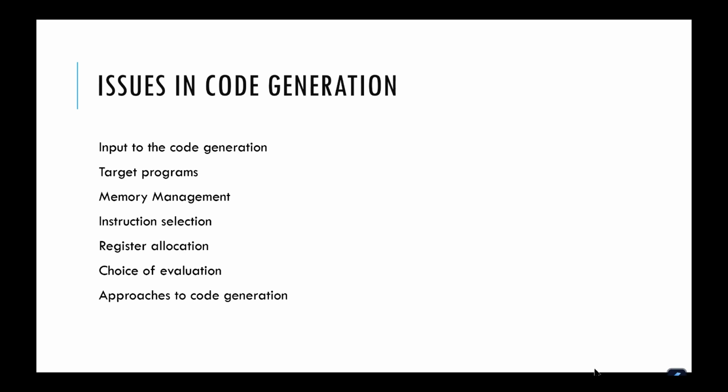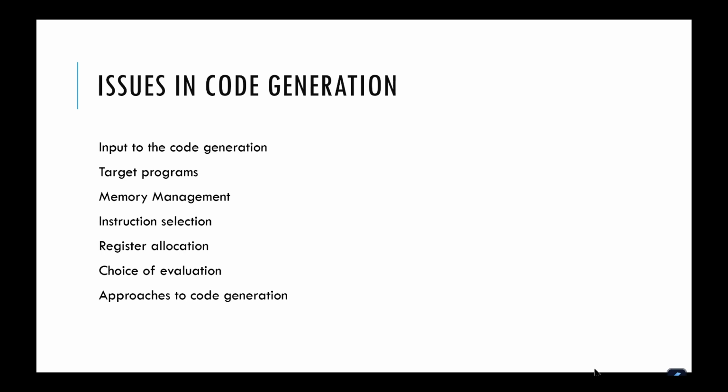Last one is approaches to code generation. The most important factor for code generation is that it should produce correct code. With this approach to code generation, various algorithms for generating code are designed. So this is about the issues in the generation of code.